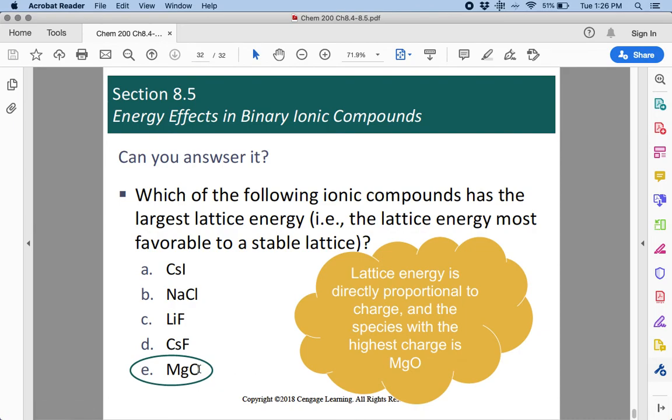So lattice energy is directly proportional to charge and inversely related to size. When we look at these, we see that we have MgO, +2, -2. This is -1, -1, -1, +1, -1, +1. So all of these are lower in charge. These are higher in charge. There are examples in your homework where you will see equal charges and different ionic sizes. So you'll have examples of both.